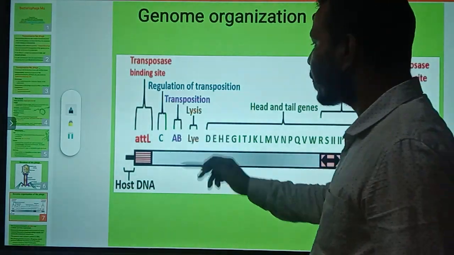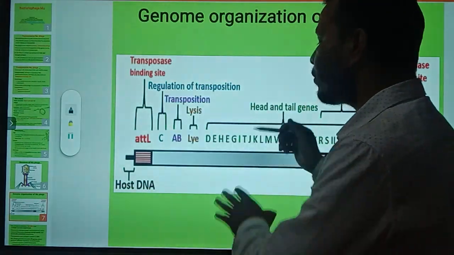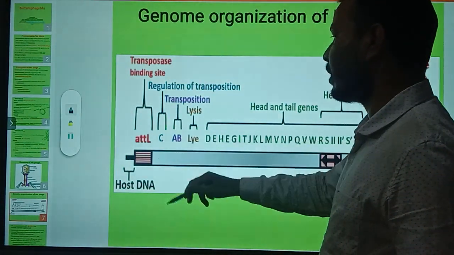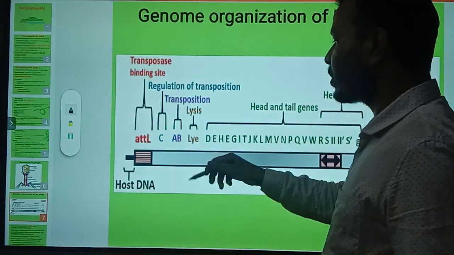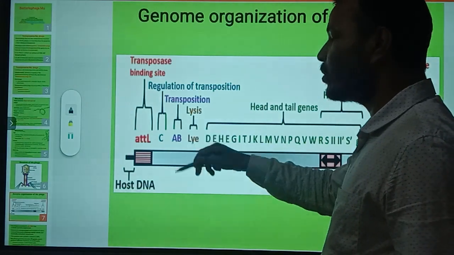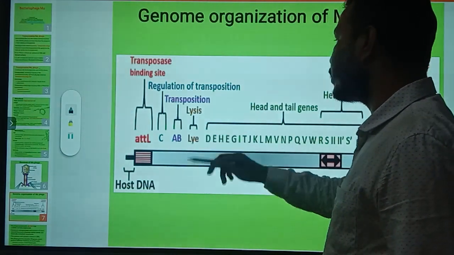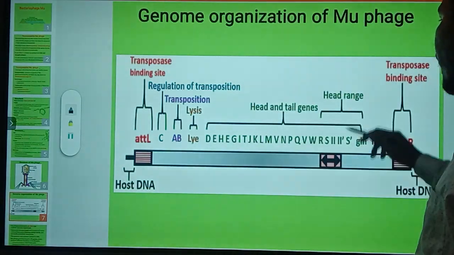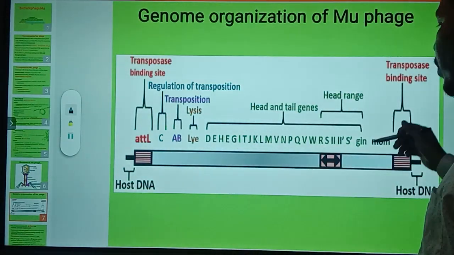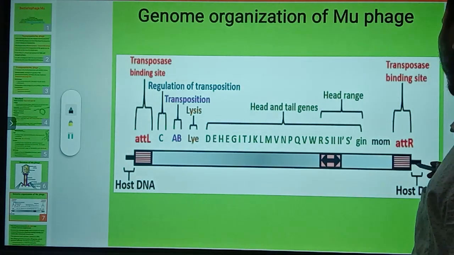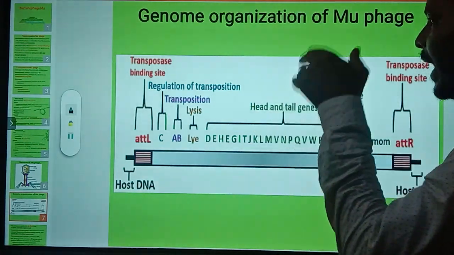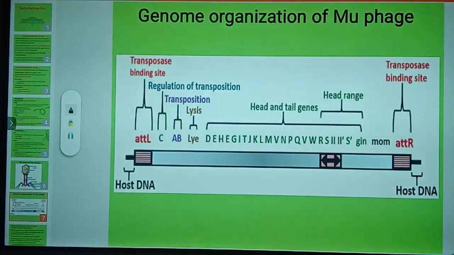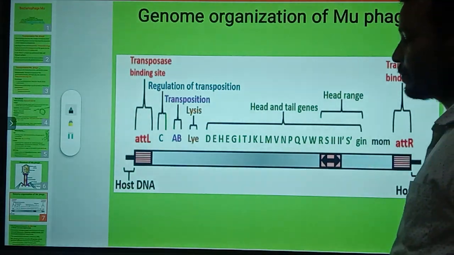Then there is a group of different genes which have different roles. Regulation of transposition is controlled by the C gene. Transposition is done by the A and B genes. Lysis is by the lys genes. Then the head and tail parts are encoded by these ones, and there is a mom gene. And this is the host DNA, so they will attach in the host DNA and multiply, as we have seen in the very first slide, and they will make multiple copies.